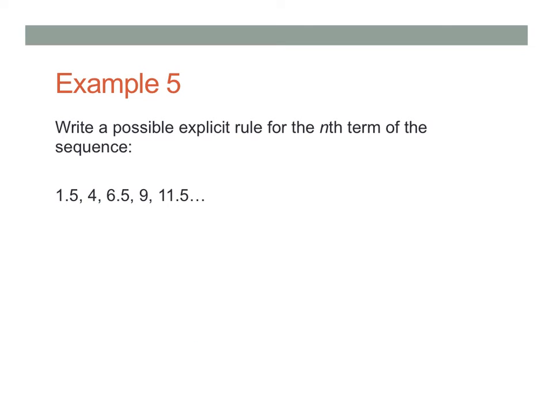Example 5. Write a possible explicit rule for the nth term of the sequence. Again, we want another explicit rule, so basically a function in terms of n. Let's first check to see if it's linear. So 1.5 to 4 means we're adding 2.5. 4 to 6.5 means you're adding 2.5. 6.5 to 9 means you're adding 2.5. 9 to 11.5 means you're adding 2.5, which means we have a constant first difference, so it is linear.